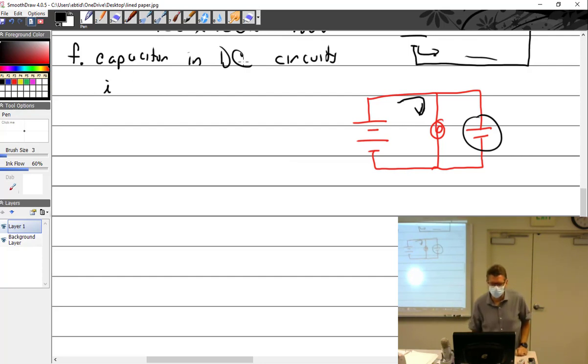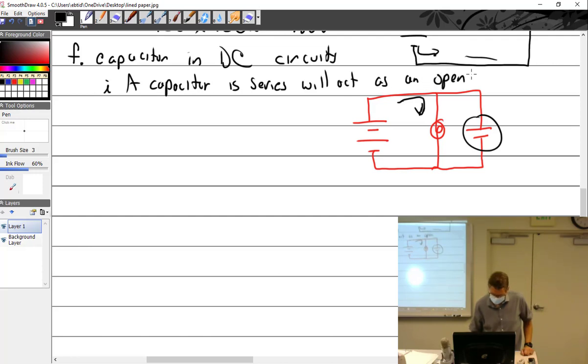All right. So, capacitors in DC circuits. Let me see. A capacitor in series will act as an open. And a capacitor will charge, and current will stop.